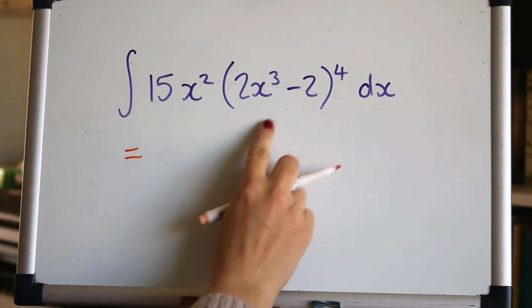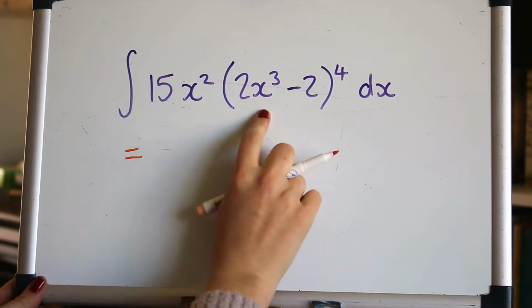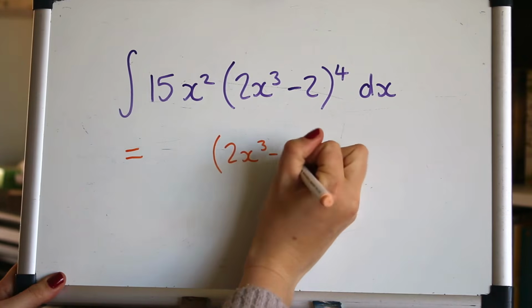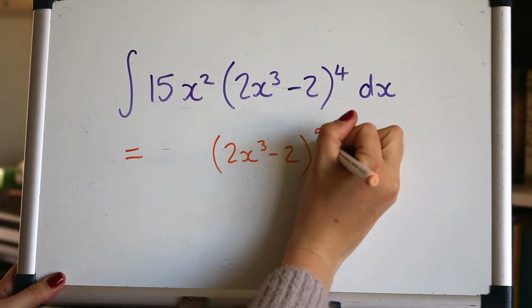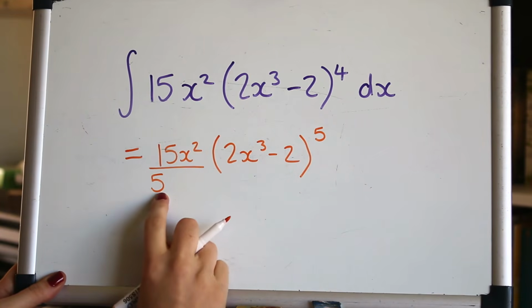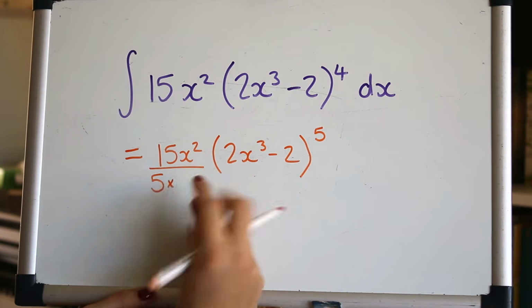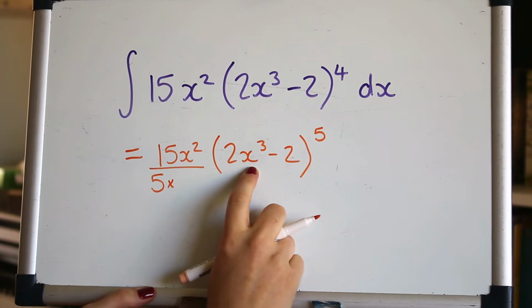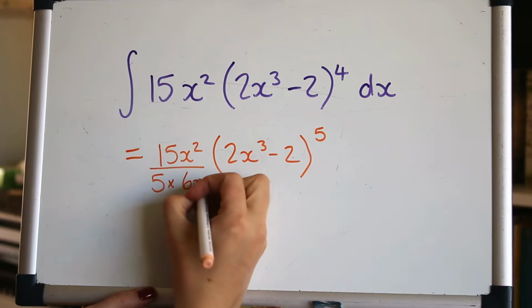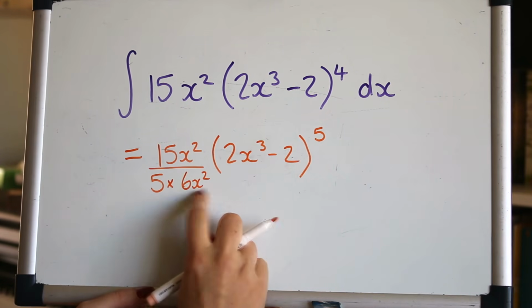So same as before, we're going to integrate the outside and then divide by the derivative of the middle. So keeping that the same, and we're going to integrate by raising the power by 1 and dividing by it. I'm just putting the 5 there because we've got more stuff to divide by. I'll put a little multiply sign. So the derivative of the inner here will be 6x squared. So we're dividing by both the 5 from there and the derivative of the middle.